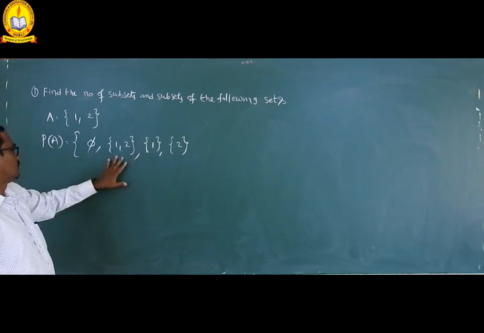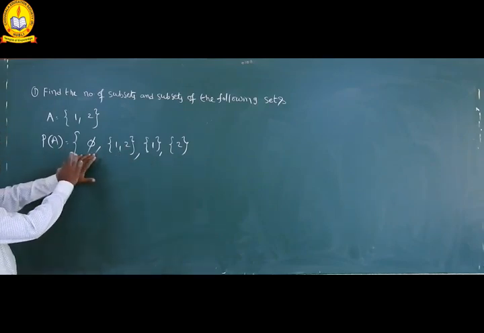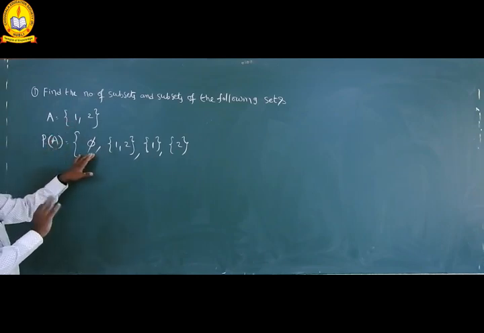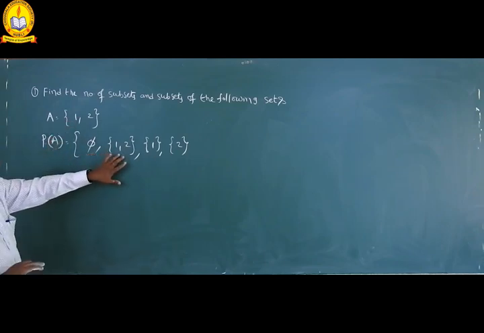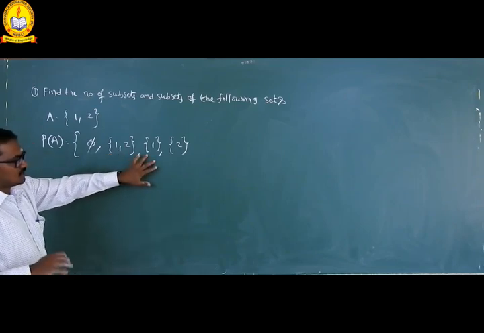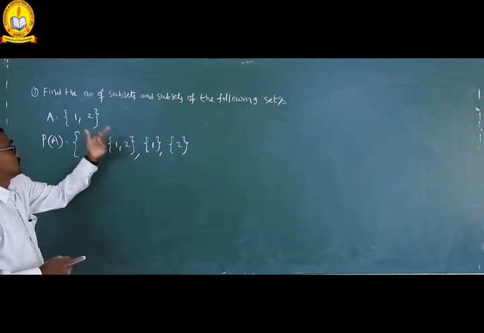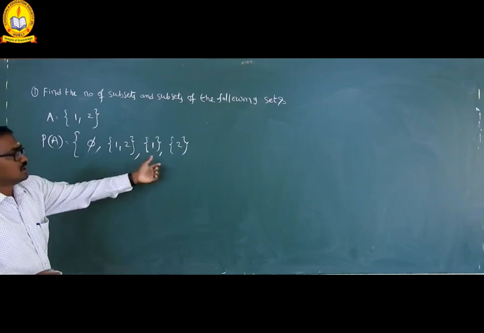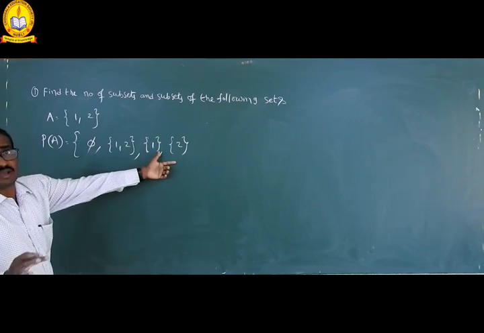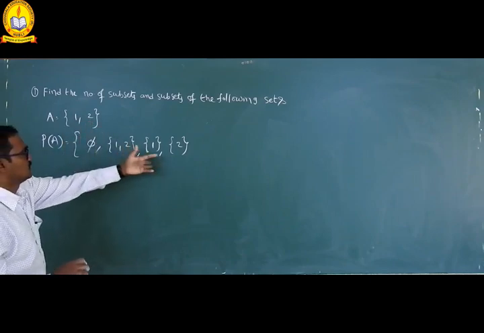The subsets are φ, {1, 2}, {1}, {2}. Why did you take φ? Because the empty set is a subset of every set. Why did you take {1, 2}? Every set is a subset of itself. Why did you take {1}? Singleton {1} has only one element, which already lies in A, so it is a subset of A. Singleton {2} has only one element, which already lies in set A. That's why I have taken this one.